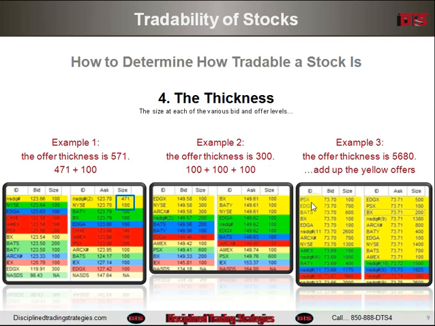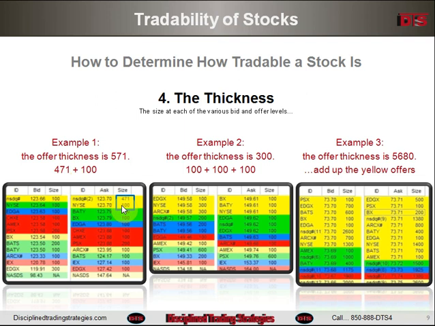What that means very simply is that if you were to try and buy this first stock at the offer, if you were to go for 571 shares or less and you lifted the offer, you would get all of those shares immediately, provided you were the first one there. Naturally, if somebody beats you there, then they would take those shares.